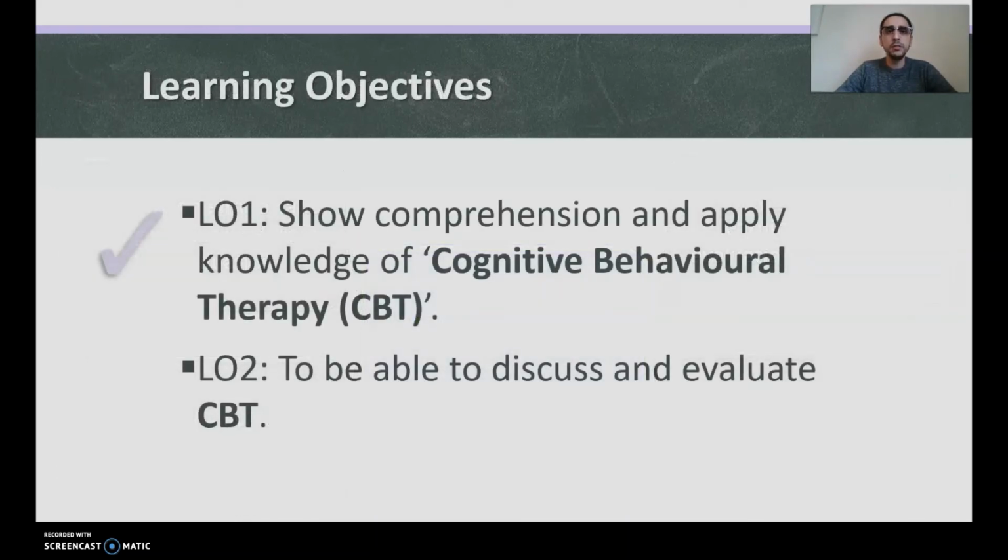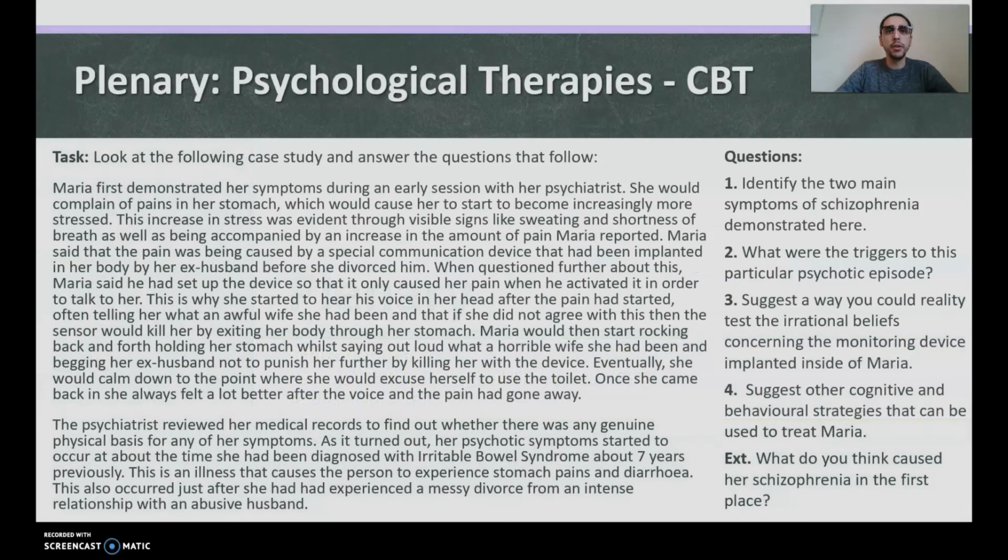There you go. Learning objective 2 sorted. Can I tick it off? Good. Learning objective 2, to be able to discuss and evaluate CBT. On to the plenary. Wow.